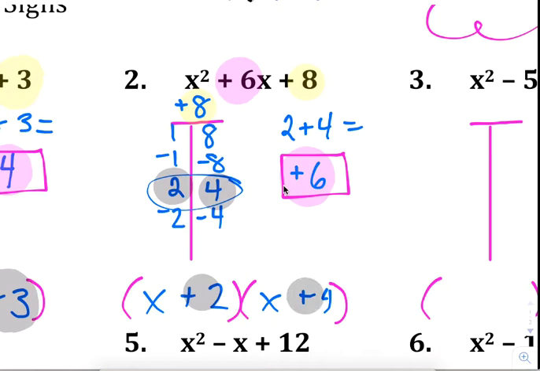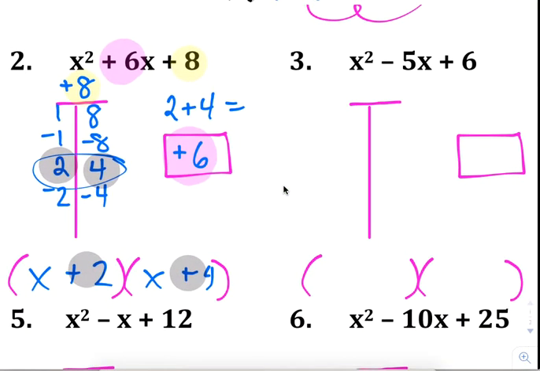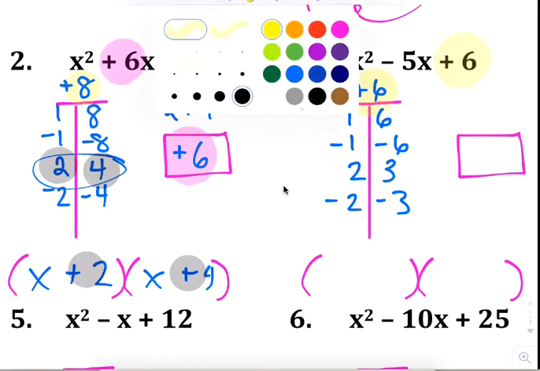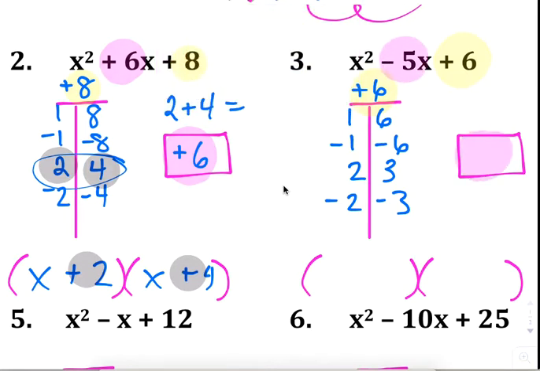Okay, let's try number 3. Problem number 3, first things first, I'm going to put my last number on top of my T. It's a +6, so we need the signs to be the same. 1 and 6, -1, -6. 2 and 3, -2, -3. That's my whole list, so I'm done with my T-chart. My next step is going to be to move into the box. We're taking the middle number, which is a -5.